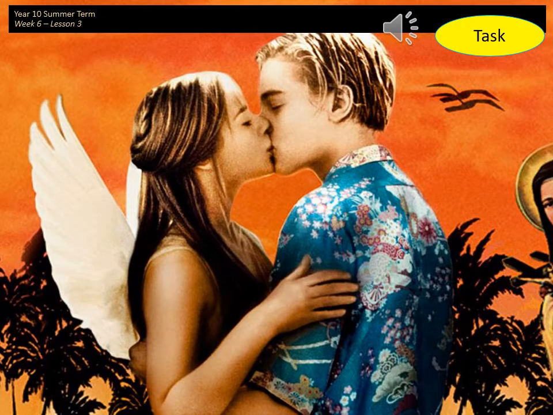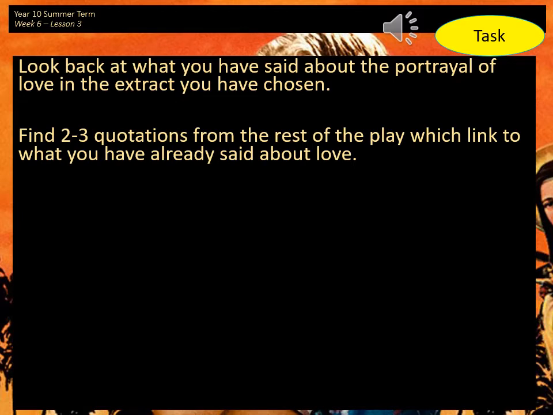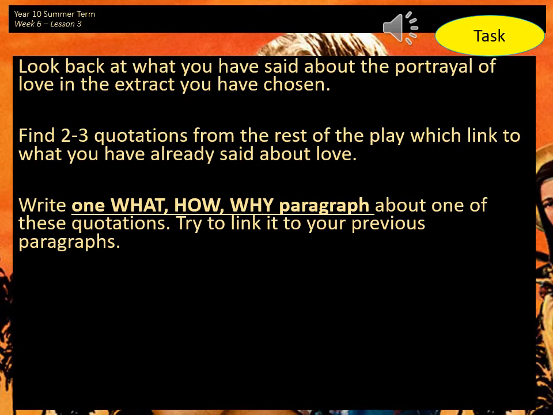Okay, so your task then is just like I did. Look back at what you have said about the portrayal of love in the extract that you have chosen. So the extract that you looked at right at the beginning of the week and you've kept coming back to, what have you said about love in that extract? Then find 2 or 3 quotations from the rest of the play which link to the ideas you've already made and what you've already said about love, just like I did.